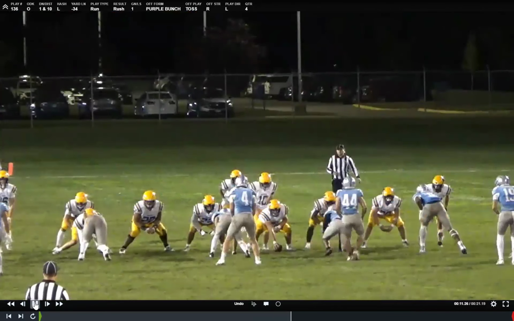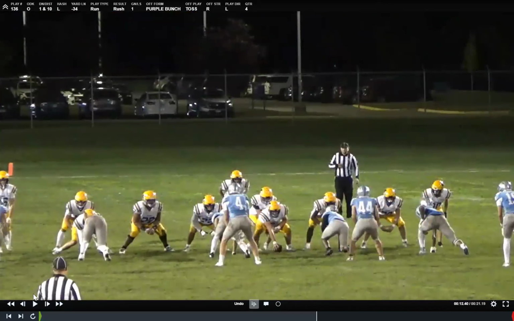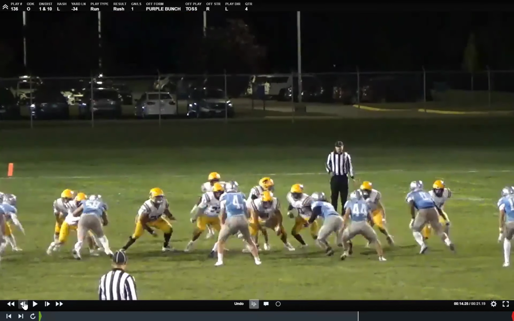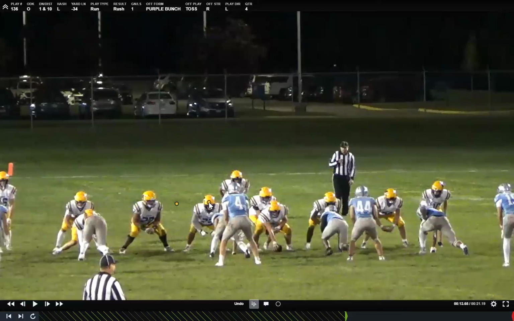Here's another example. Let's see where we're running it to. We're running it to the offensive right. So our rule is gap on the play side. There's a two technique, so I'm reaching him, cutting him off from the play. Backside guard, you are rip to cut off.